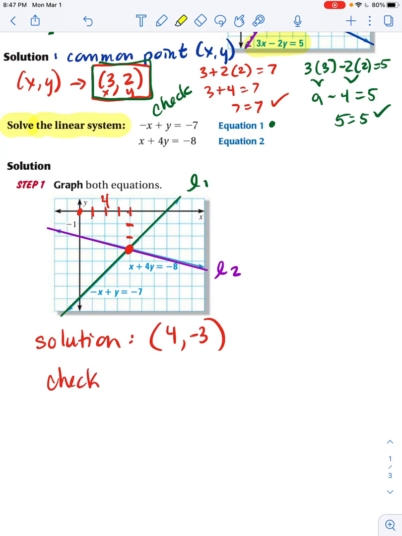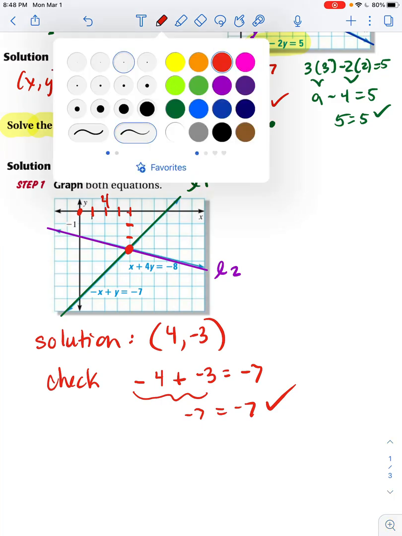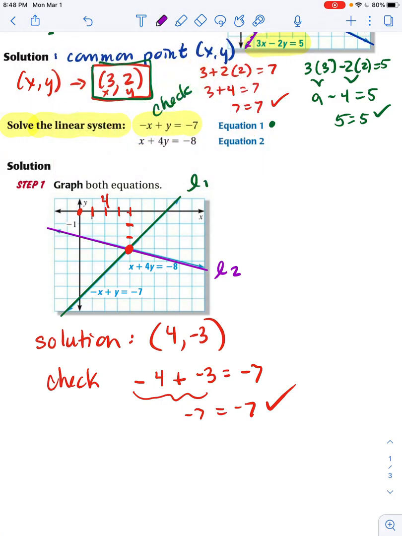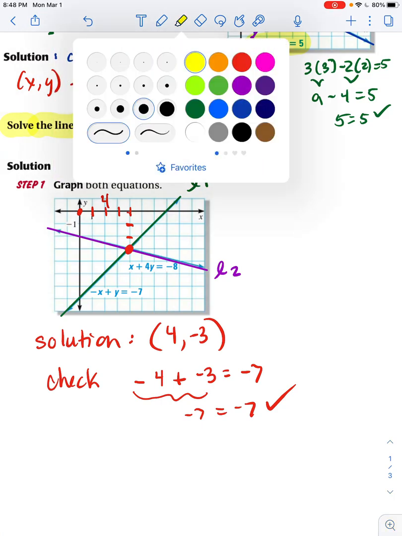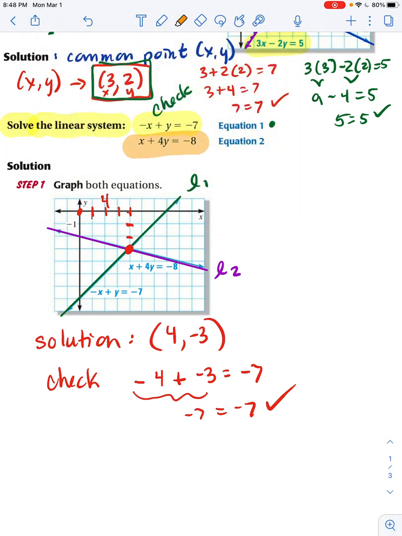So I go back up here and I take my first equation. It says negative, and then I plug in my x, plus, now plug in my y, equals negative 7. These two do indeed become negative 7, so it checks in equation 1. Then I want to check in equation 2. So I'm going back and I'm taking a look at this second equation.